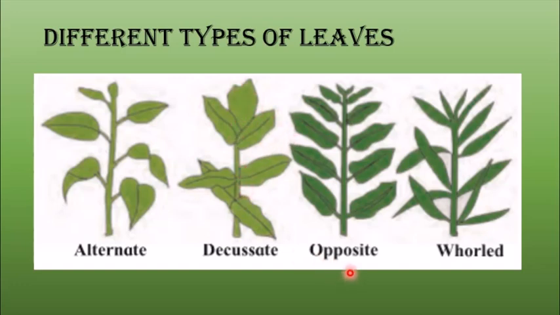Next is the opposite one, where leaves are present equally on opposite sides. Here one leaf is there, and here one leaf is there. In this manner the leaves are present. Next is whorled, that is in a twisted form, where all the leaves are twisted among each other. So according to the pattern, it is called alternate, decussate, opposite, or whorled type of leaf.